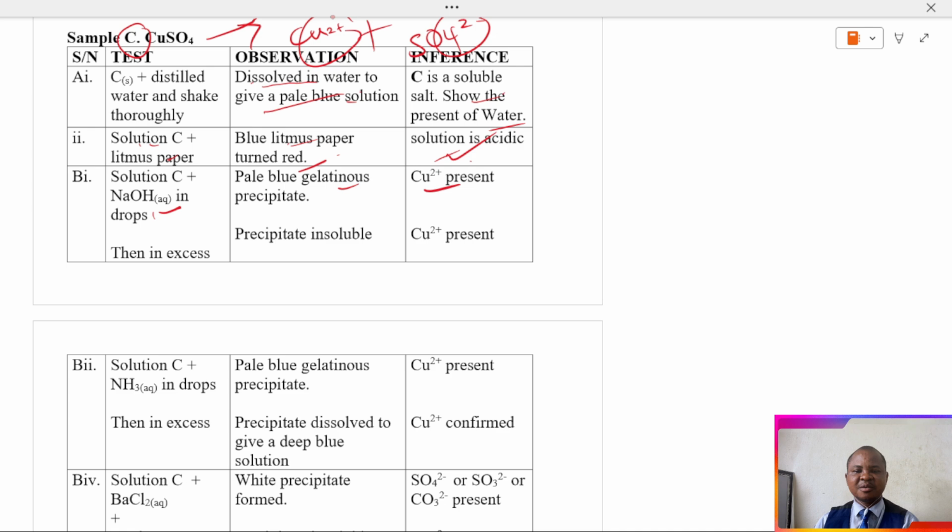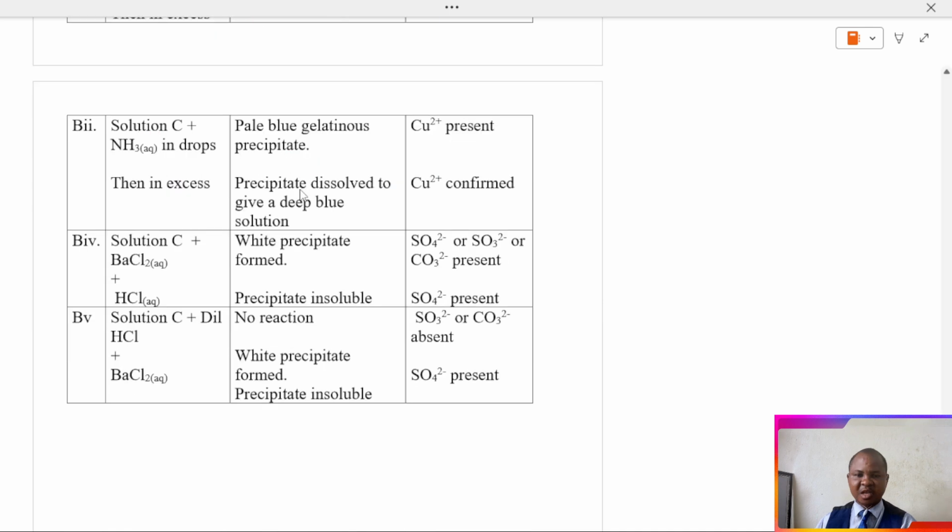Going forward, you can also have a portion of C, I beg your pardon, plus ammonia in drops, then in excess. You're going to have a pale blue gelatinous precipitate, which gives you Cu2+, and in excess, this gelatinous precipitate is going to dissolve to give us a deep blue solution, which confirms the presence of Cu2+ in that particular compound.